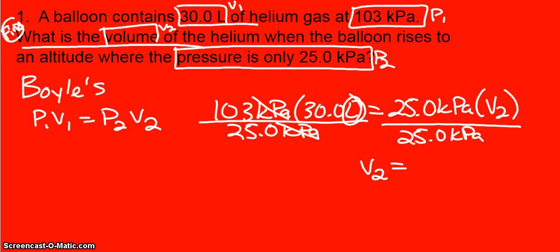And my calculator says 123.6, but given my 25.0 kilopascals and 30.0 liters in my sig figs, I'm going to round to 124 liters.